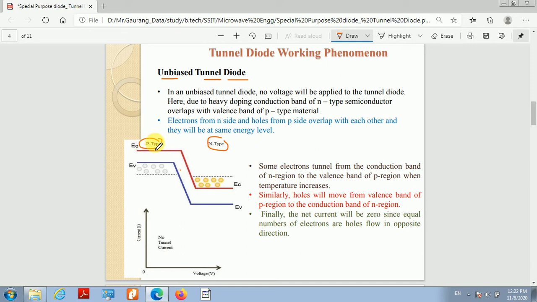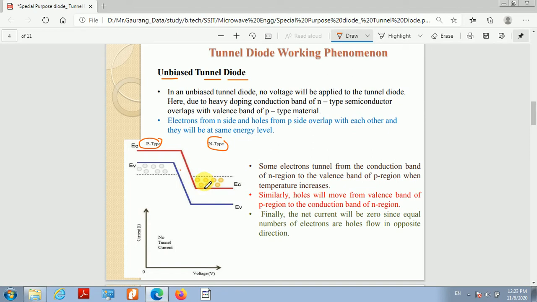Correct? And due to that, electrons from the n side and holes from the p side will overlap with each other because they are at the same energy level. So some of the electrons will tunnel from the conduction band of the n region to the valence band of the p region when the temperature is increased. Similarly, as the temperature increases, the holes from the valence band of the p-type material will also come to the conduction band of the n-type material.